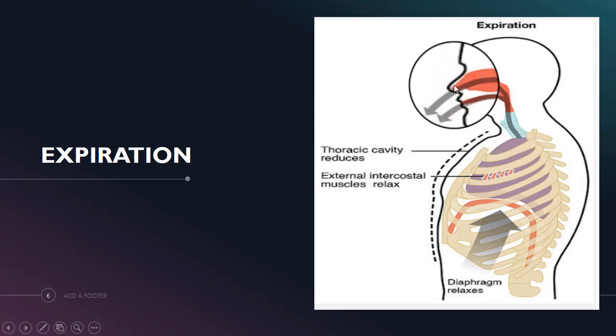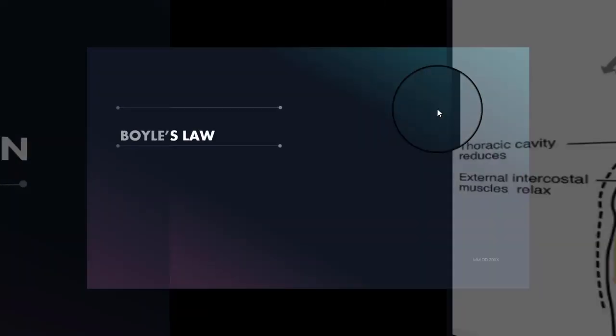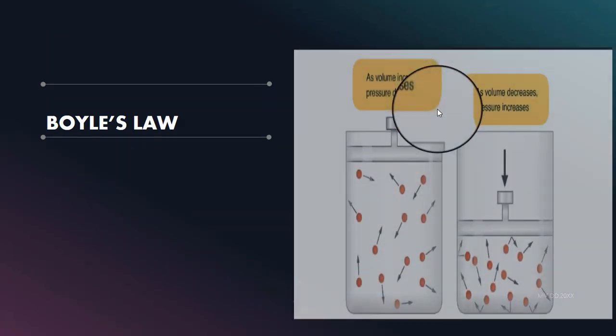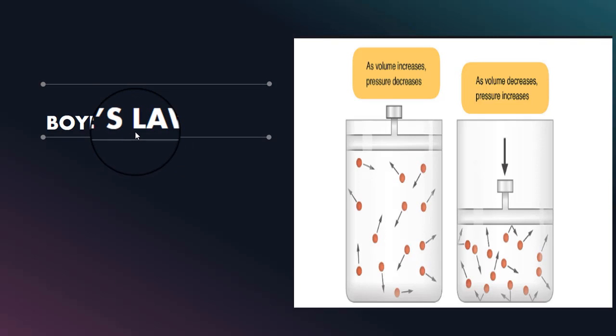The relaxation of the respiratory muscles results in a decrease in the volume of the thoracic cavity, and the elastic recoil of the previously expanded lung tissue. Now let's talk about a very basic law of the mechanism of breathing, that is Boyle's law. So this is a very basic point here. As per Boyle's law, a decrease in lung volume results in an increase in the pressure within the lungs. The pressure inside the lungs is now greater than in the external environment, meaning air moves out of the lungs and down the pressure gradient.